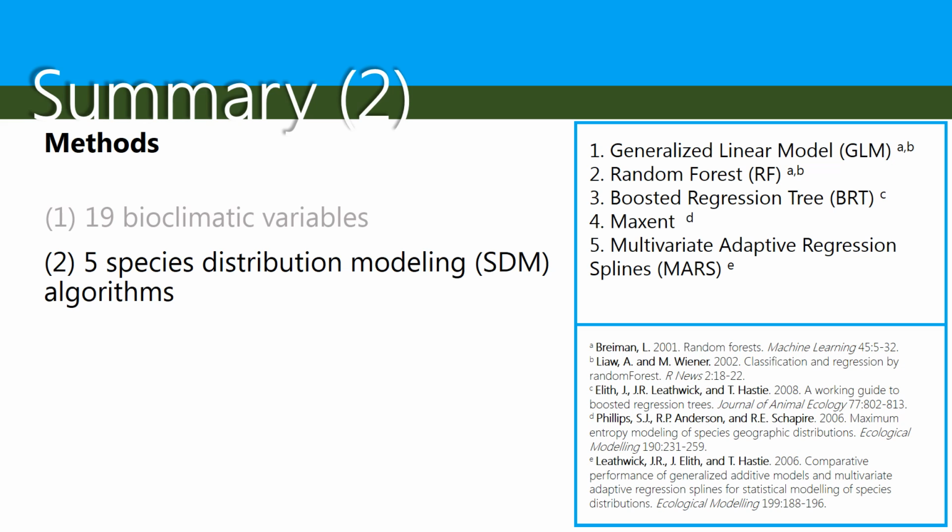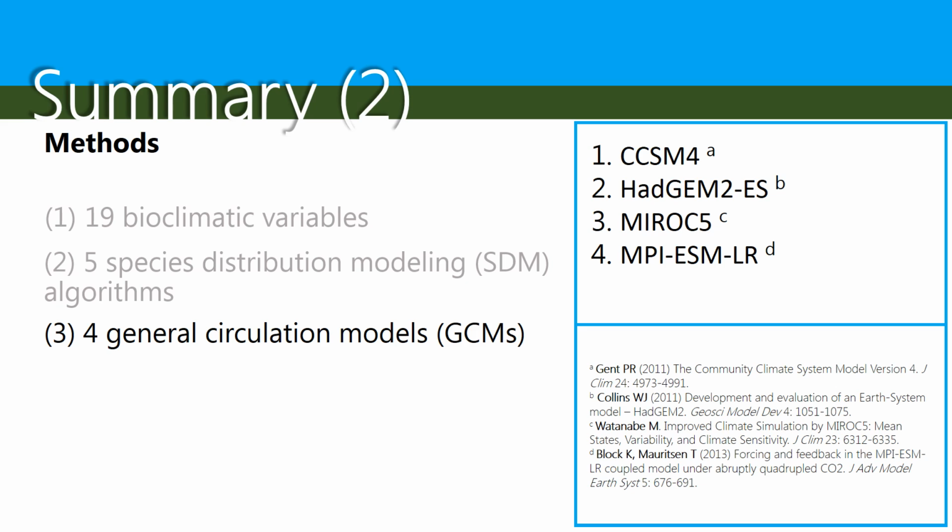We also used 5 species distribution modeling algorithms, or SDM. So we have the generalized linear model, the random forest, the boosted regression tree, the very popular Maxent, and the multivariate adaptive regression splines. We also used 4 general circulation models, or the 4 climate models. I will explain more later on how we selected these GCMs, as you can see on the slide.